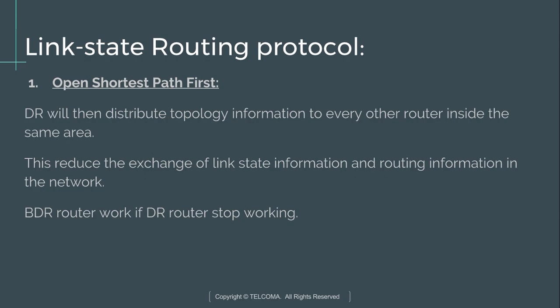So DR will then distribute topology information to every other router inside the same area, and this reduces the exchange of link state information and routing information in the network. The BDR router works if the designated router stops working.